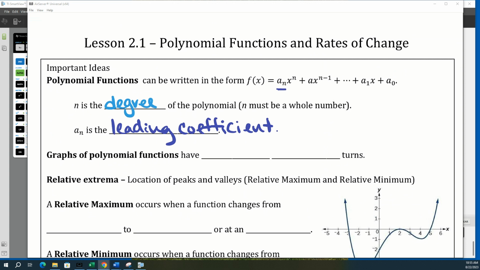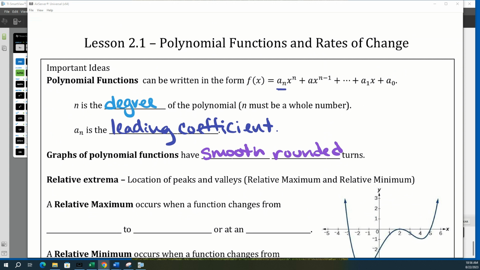All right, and one thing to keep in mind about the graphs of a polynomial function is that they have smooth, rounded turns. You aren't ever going to have any sharp turns like you would with an absolute value function. That's definitely not polynomial. They're all going to be smooth turns.